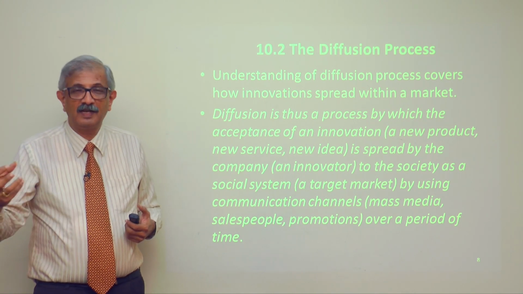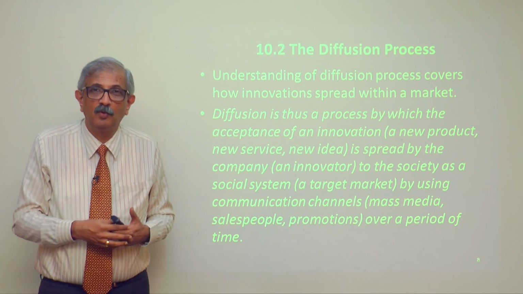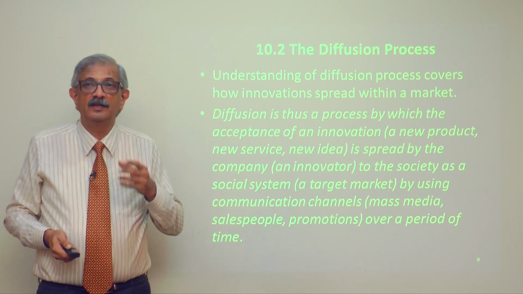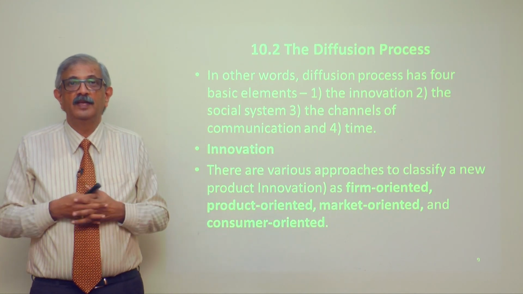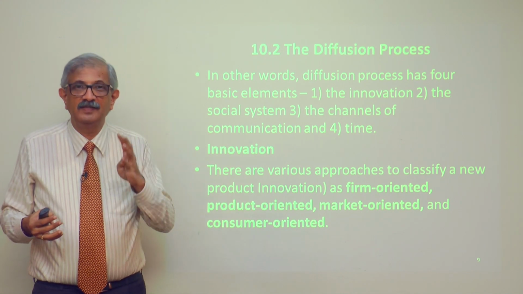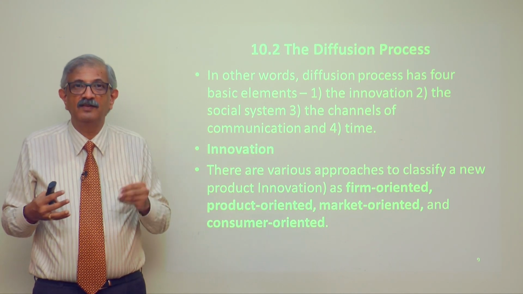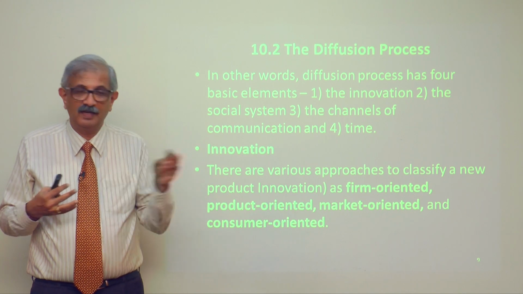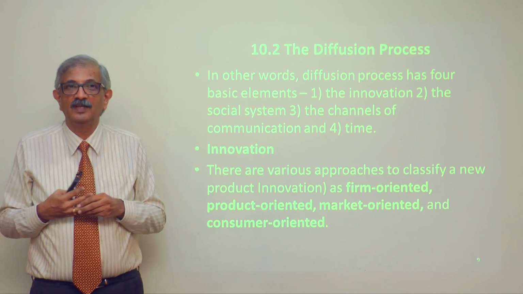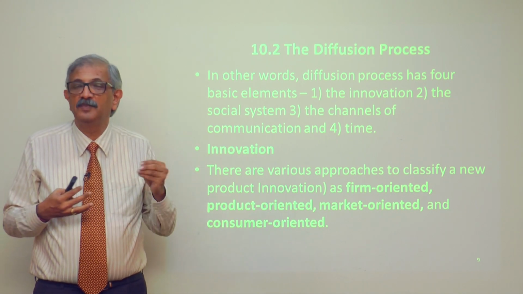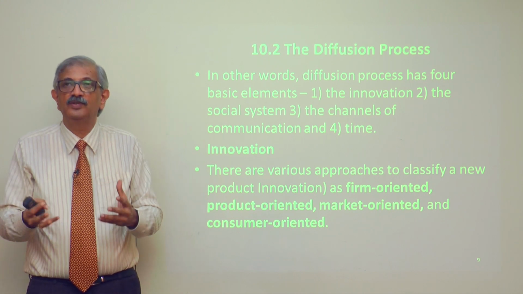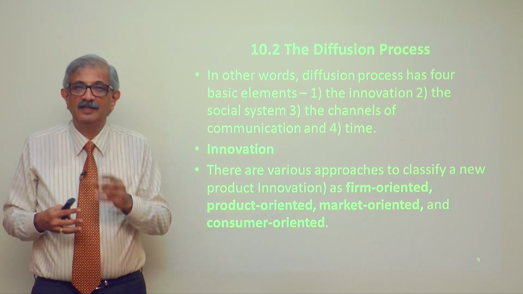touch points through which the target group gets exposed and comes to know about the innovative product being introduced in the market. In other words, the diffusion process has four basic elements. One is the innovation itself; the social system, which is the target group of customers; the channel of communication, that is the media mix; and the period over which it has been conveyed. So we take them one by one.